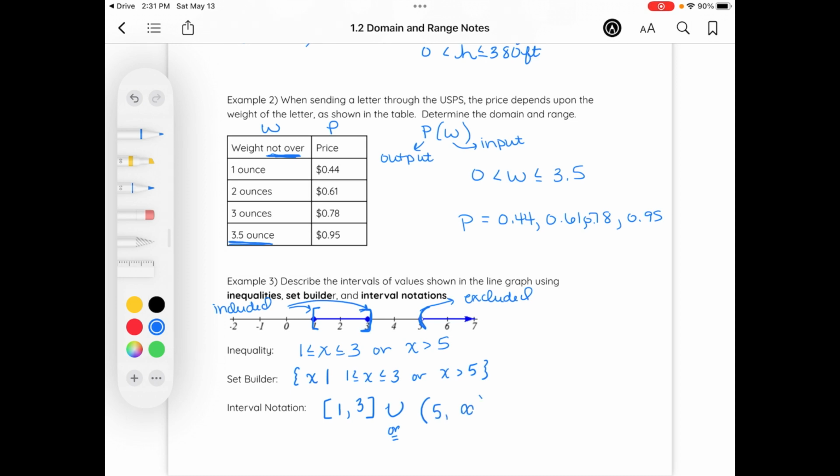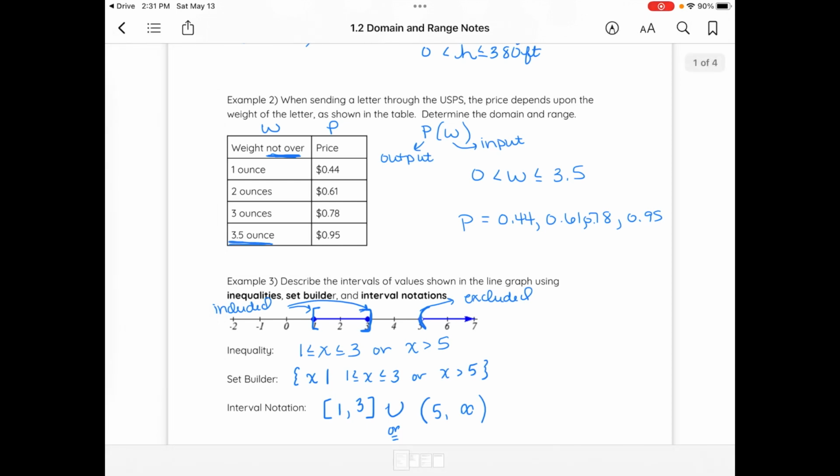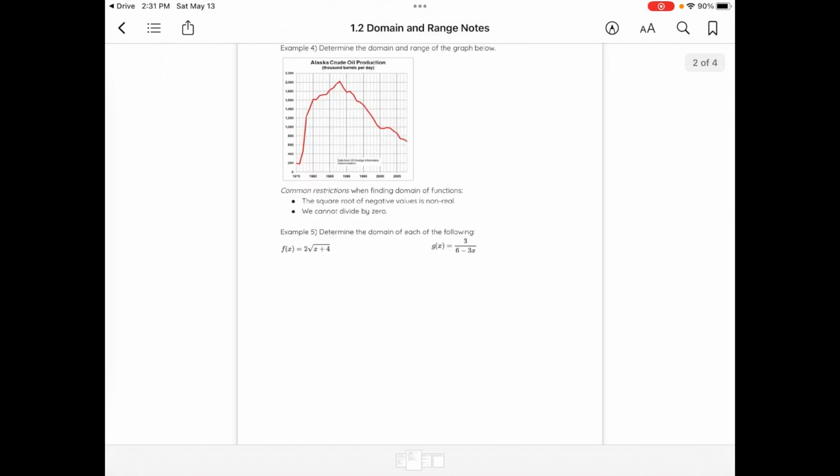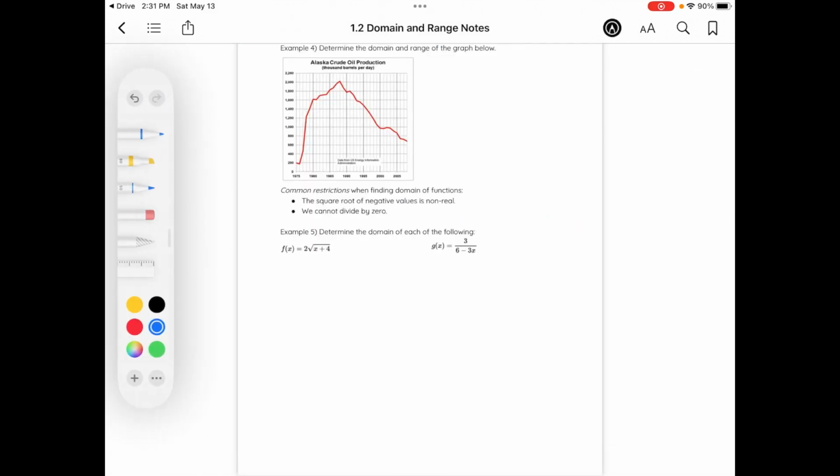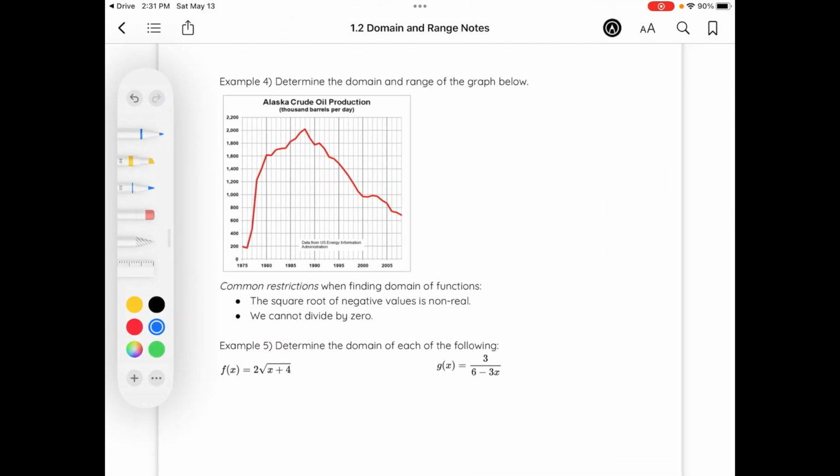I'm going to use a parenthesis because it's not included: 5 to infinity. And infinity never is included because, as we know, infinity never stops. And therefore, it has to have a parenthesis because we don't have a definitive ending point. The same is true if you go to negative infinity. You will also have negative infinity have a parenthesis as well.